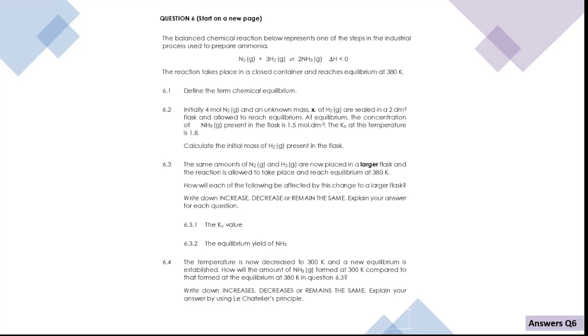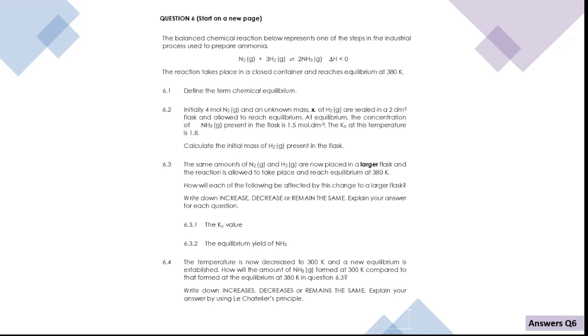The Kc value. Well, the truth of the matter is it will remain the same. Why? Because the temperature is constant. It's still at 380 Kelvin. The temperature hasn't changed, and only by changing the temperature will Kc be changed. You remember that fact? So the answer to 6.3.1 is the Kc value will remain the same. Reason for that is the temperature remains constant and the Kc value is only changed by a change in temperature.